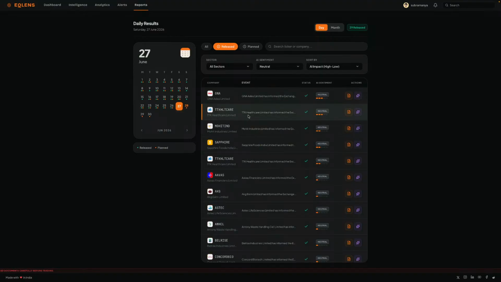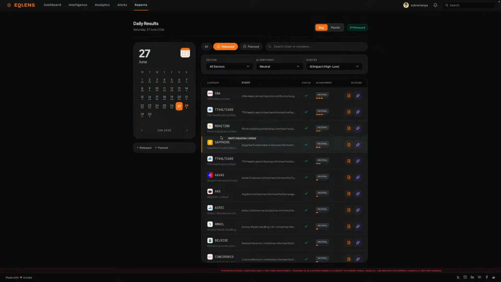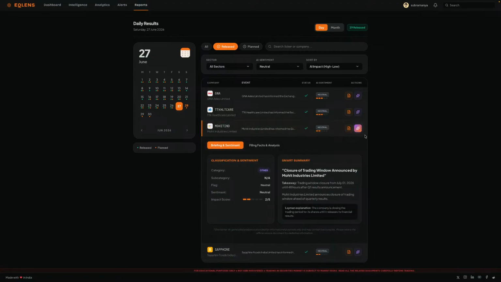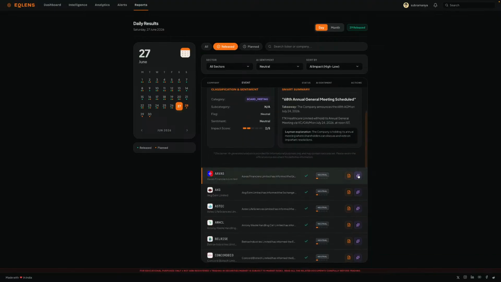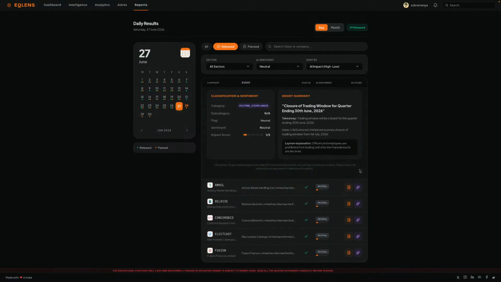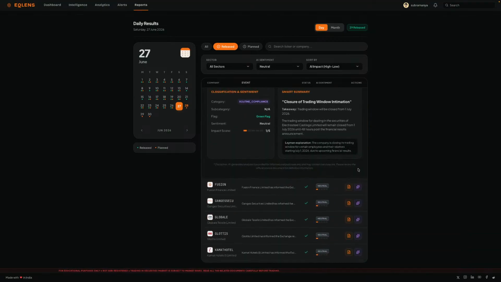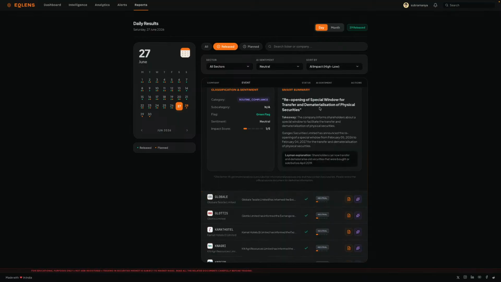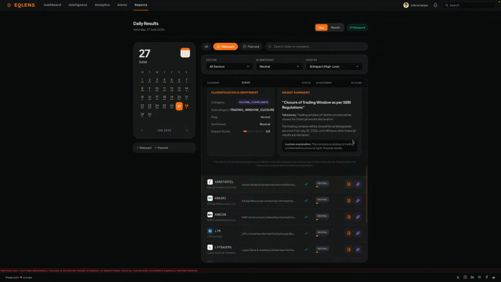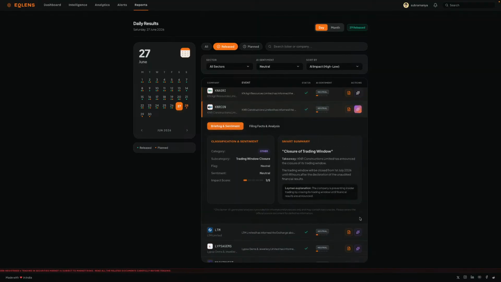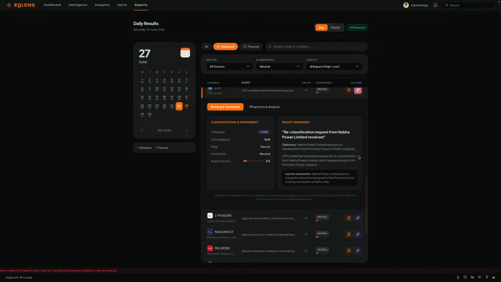Okay, TDK Healthcare Limited. Okay, let's see. Board meeting, general. Okay, Mohit Industries Limited. Closure of trading window. Board meeting intimation. General meeting. Closure of trading window, repeated several times. Reopening of special window for transfer of demat or dematerialization. Reclassification request from Nava Power Limited received.